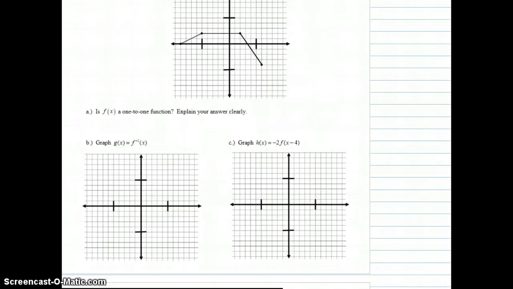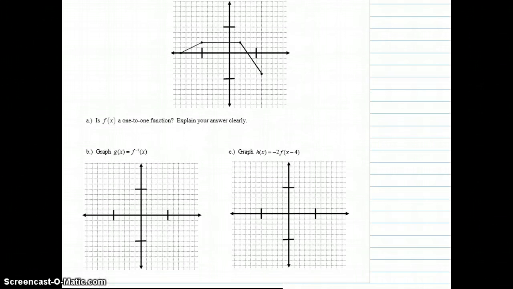We've got a graph of f of x, and we need to graph its inverse and h of x. But first, is this function one-to-one? Well, to test if something's one-to-one, you can draw the vertical or the horizontal line test. The vertical line test sees if it's a function. The horizontal line test sees if it is one-to-one. Since two different inputs have the same output, this function is not going to be one-to-one, which means when I graph its inverse, I'm going to come up with something that is not a function.